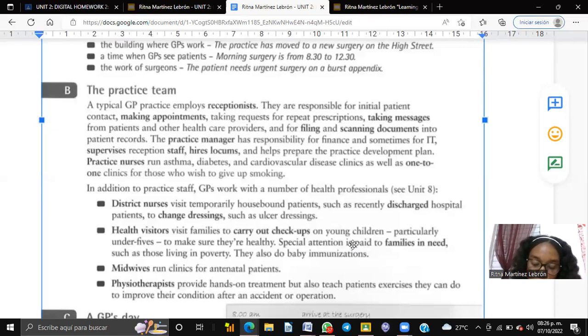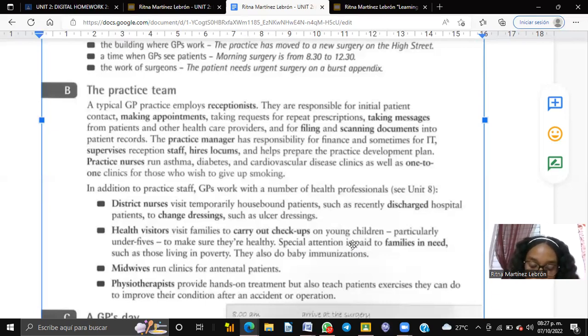Los enfermeros practicantes dirigen clínicas de asma, diabetes y enfermedades cardiovasculares, así como clínicas individuales para ellos que desean dejar de fumar. Además, el personal de la práctica de médicos de cabecera trabajan con varios profesionales de la salud. Las enfermeras de distrito visitan a los pacientes temporalmente confinados en sus casas, como los recién dados de alta del hospital, para cambiar apósitos como apósitos para úlceras.